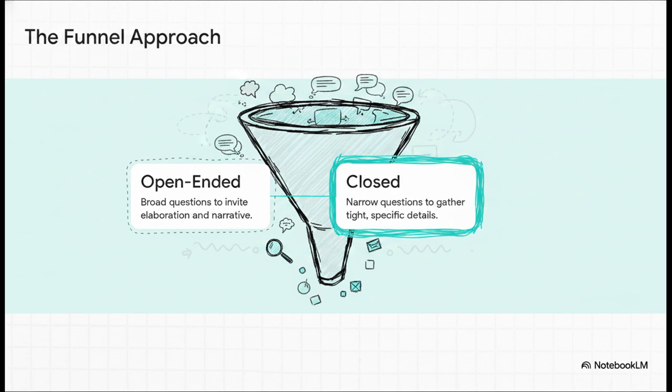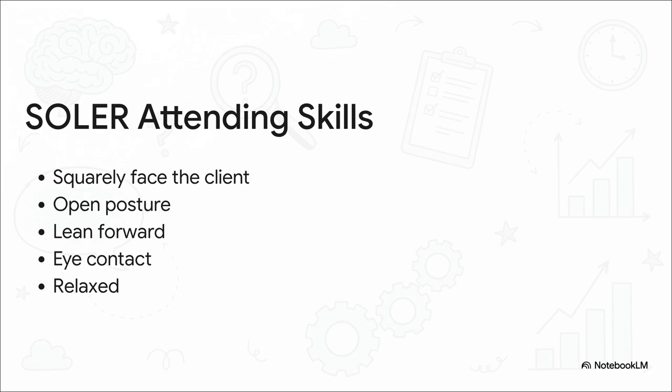You aren't just interrogating the patient. You start at the wide end of the funnel with step 1, broad, open-ended questions. This invites the client to elaborate, freely share their narrative. Once you have that big picture, you move to step 2 at the narrow end of the funnel. This is where you use closed questions to gather those tight, specific details you need for an accurate diagnosis. But hey, knowing what to ask is really only half the battle. How you physically sit and listen is absolutely crucial.